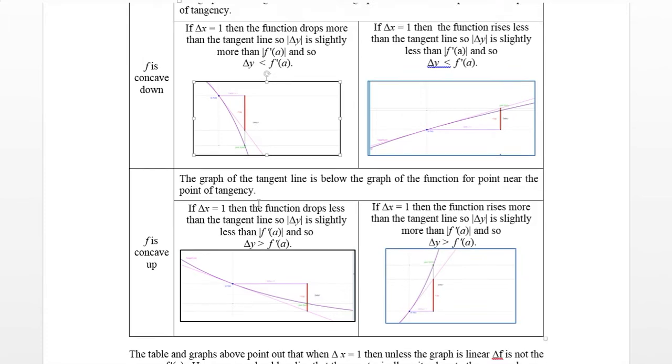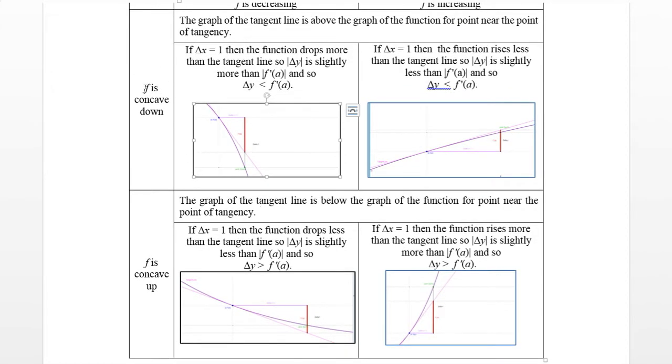So, what's the conclusion? If f is concave down, the tangent line is above the graph of the curve. If f is concave up, the tangent line is below the graph of the curve. Of course, they're equal at the point of tangency, at that single point, but nearby the tangent line is a little bit off of the curve.